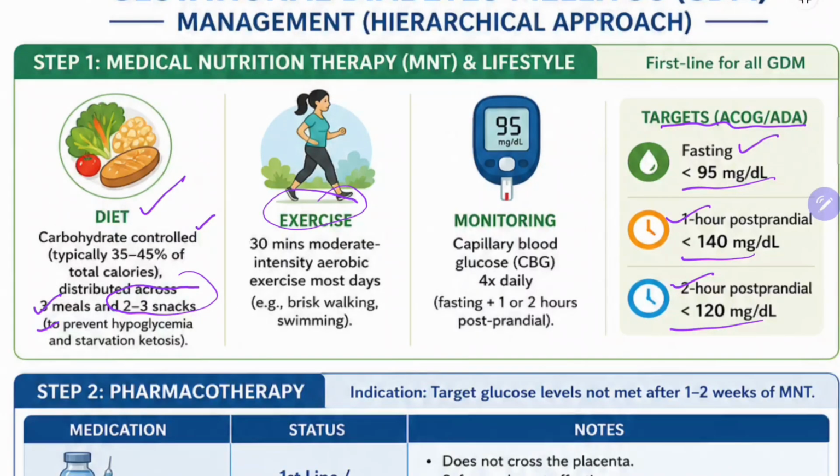Exercise: 30 minutes of moderate intensity aerobic exercise most days. So you can take brisk walking or swimming. So this is a brisk walk for 30 minutes.